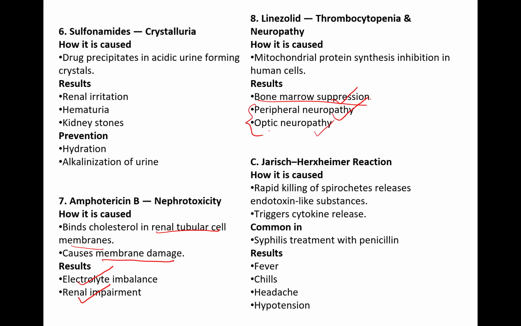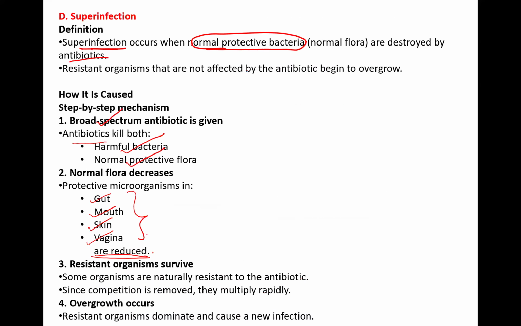Jarisch-Herxheimer reaction usually occurs in syphilis treatment with penicillin. In syphilis we have spirochetes. When we rapidly kill the spirochetes, they release an endotoxin-like substance. It can trigger cytokine release, which results in fever, chills, headache, and hypotension. That is the Jarisch-Herxheimer reaction, most commonly seen in syphilis treatment with penicillin.